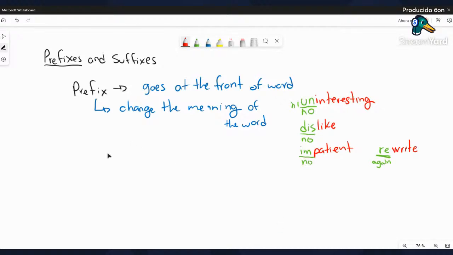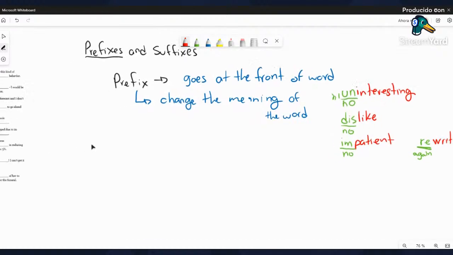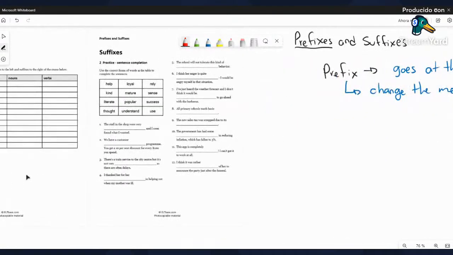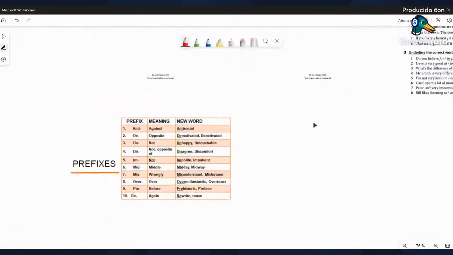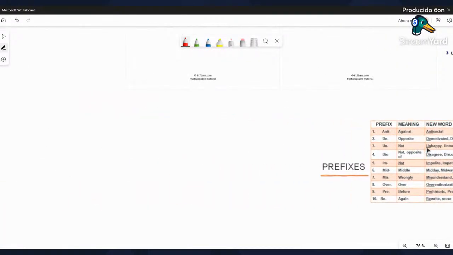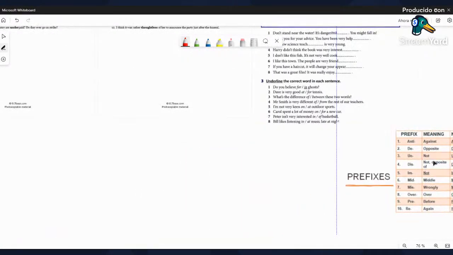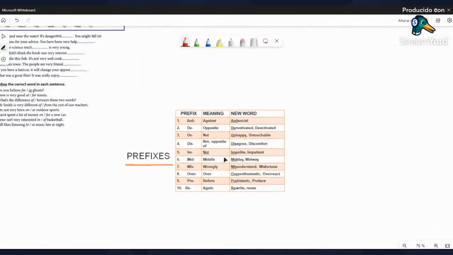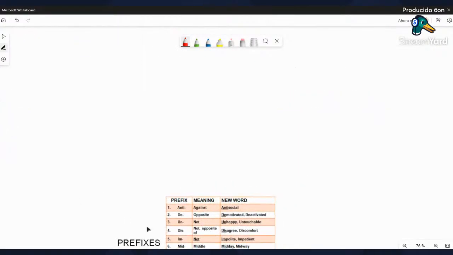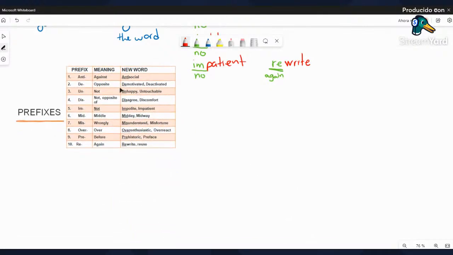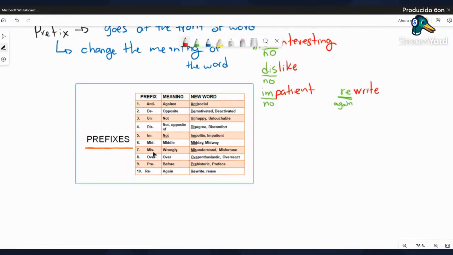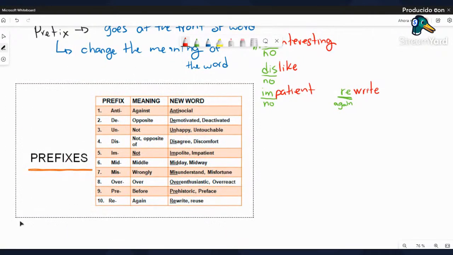Now there are several other ones. Let me show you here. I'm going to go to the left here. So I have all this material prepared for you guys so we can see it. So check this out. So we have prefixes. Let me move it over here. Right here. I think it's the perfect place. Okay. So as you can see here, we have several examples of prefixes.